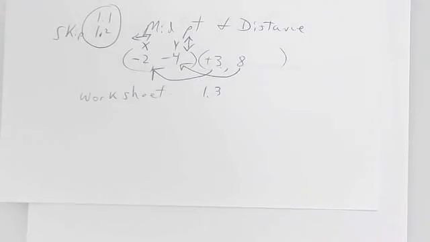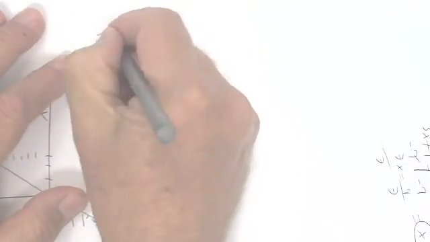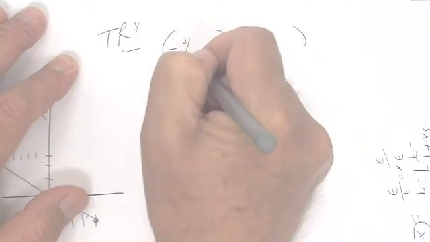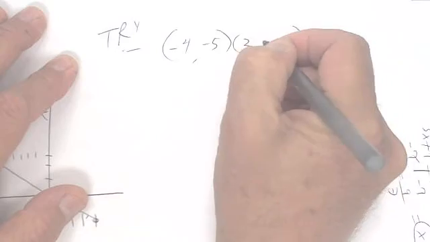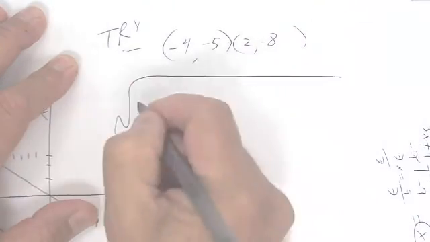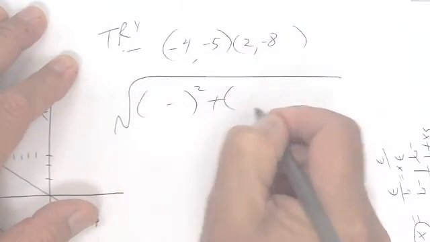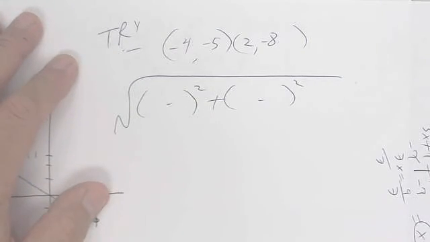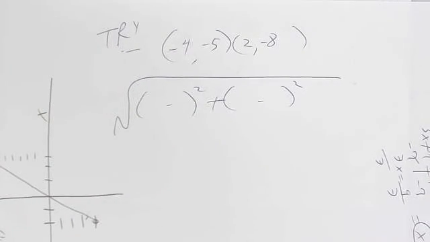I want you to try one. Try this one. Find the distance. So -4, -5, 2, and -8. You don't need to graph this one. Okay? Some of you may not know how to graph, but you need to learn that too.